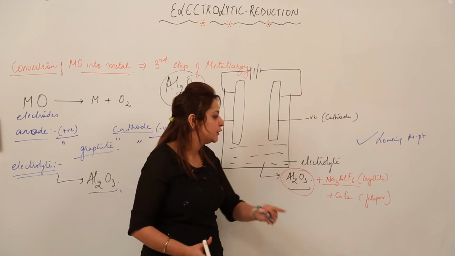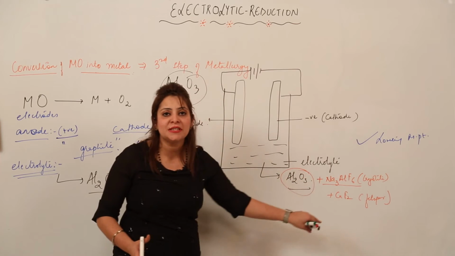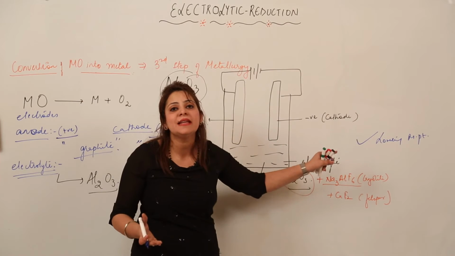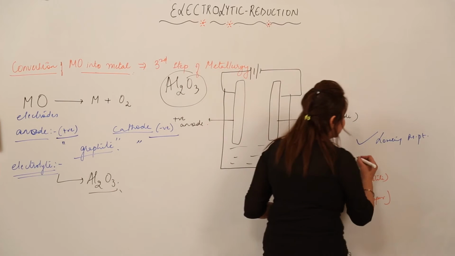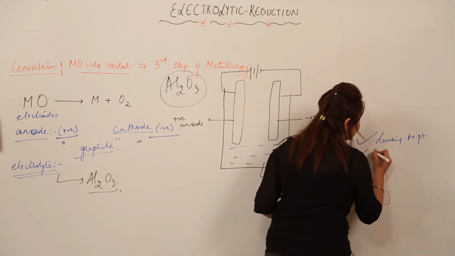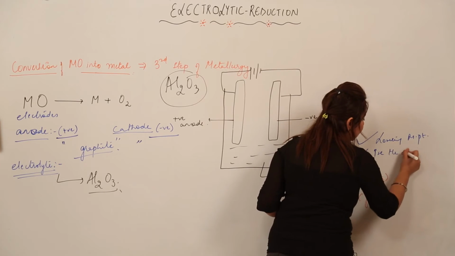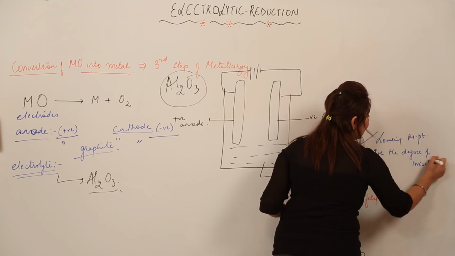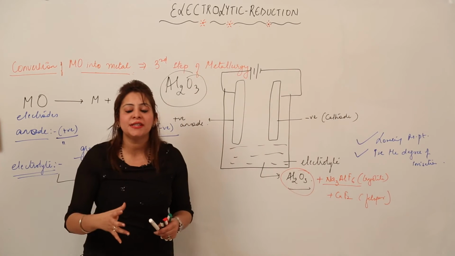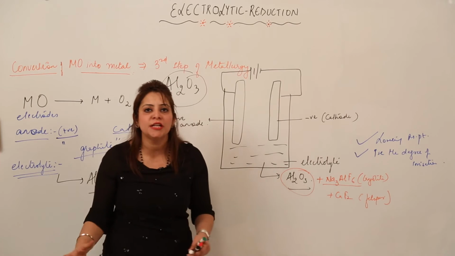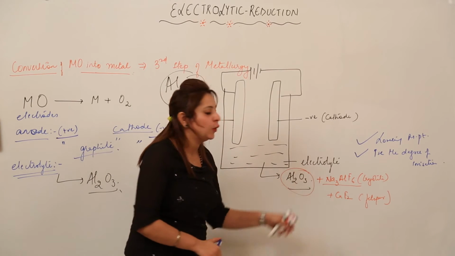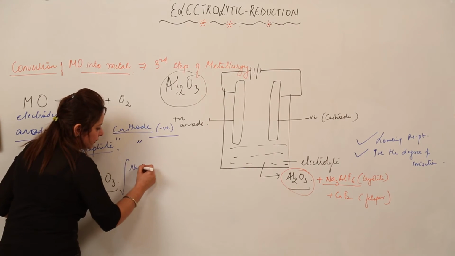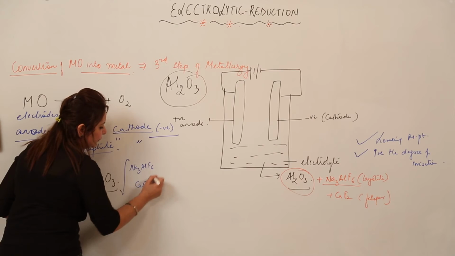So when we add any substance into an electrolyte, it serves two main functions. One is to lower the melting point of the electrolyte, and second is to increase the degree of ionization. That means when we pass electricity, it gets completely dissociated into ions. So this is what we have. Again, I am writing here that we are adding the cryolite and the feldspar.